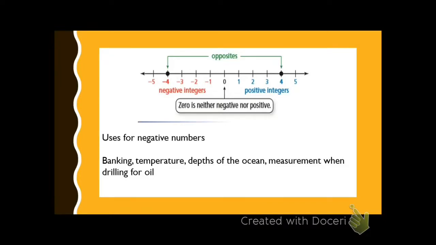Temperature, we don't really see temperatures like this in Florida, but there are places that have temperatures below 0. So that means extremely cold temperatures. Depths of the ocean: anybody that's gone diving goes down below the surface of the water, and that would be represented with negative numbers. A measurement when drilling for oil, they're drilling below ground level, and so they would use a negative number to denote that. There's other times too, like scores for golf, but those are some of the most common.